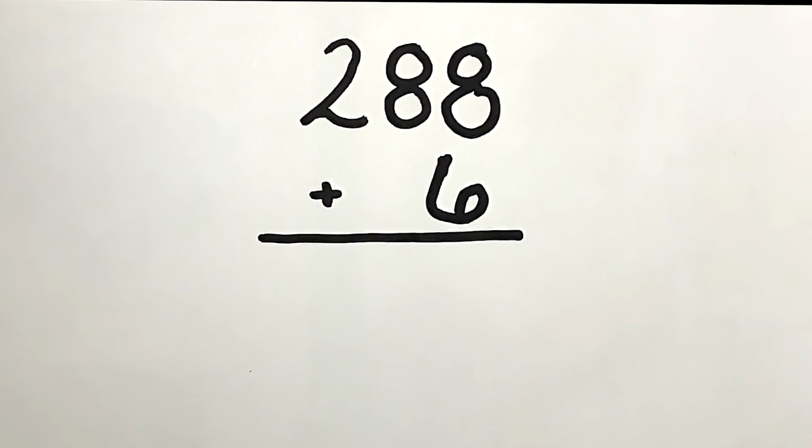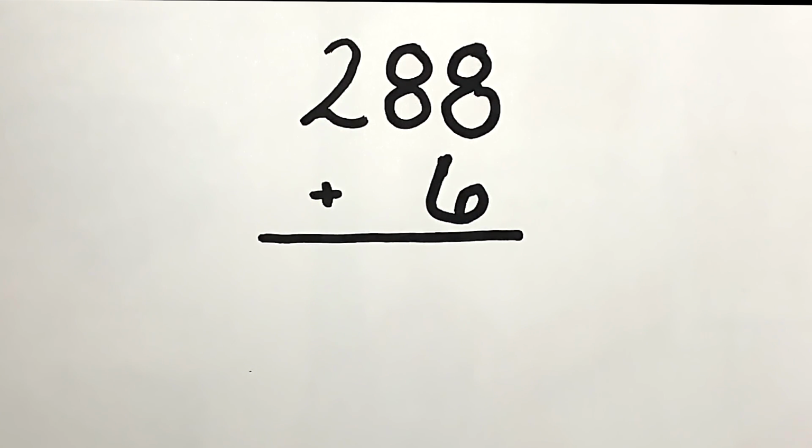Unlike the first example where we were adding single digit numbers, this time we're adding a 3-digit number plus a 1-digit number. And also notice the fact that 288 and 6 are even numbers. So our answer is more likely going to be an even number, okay? And because we have more than one digit number in the problem, we're going to start from the right side, and then we'll add the numbers on the left side, okay?